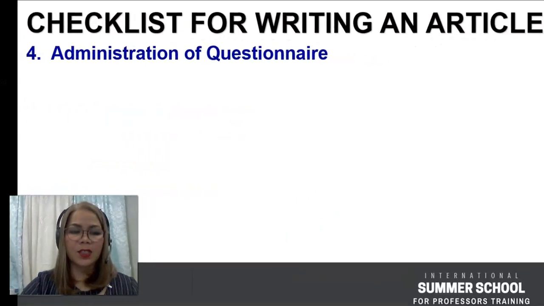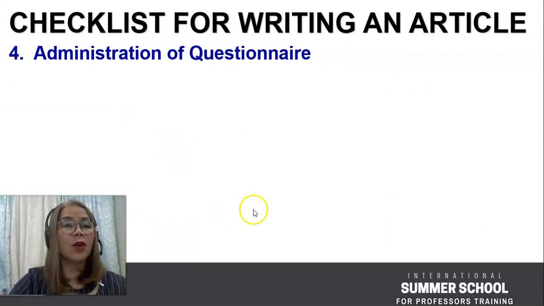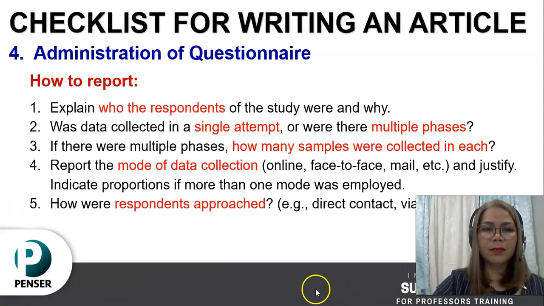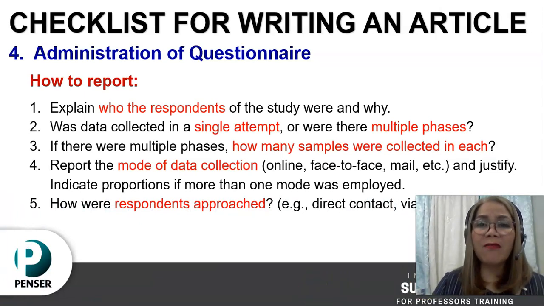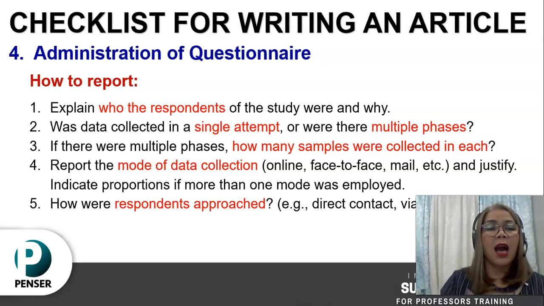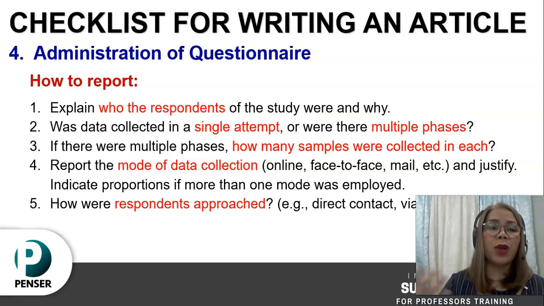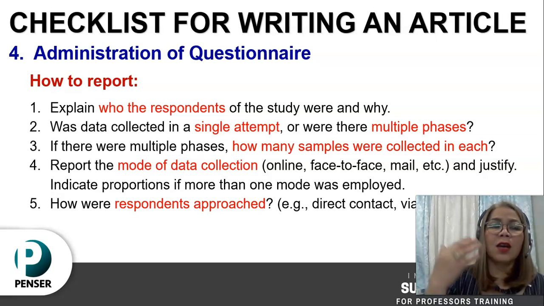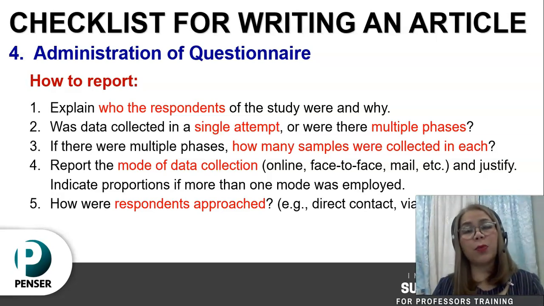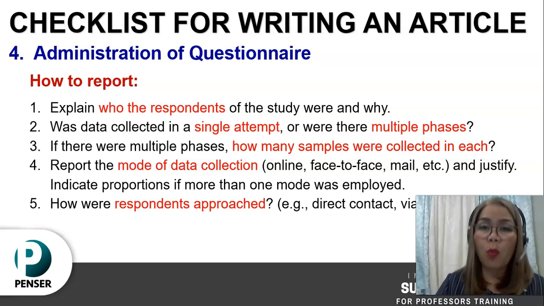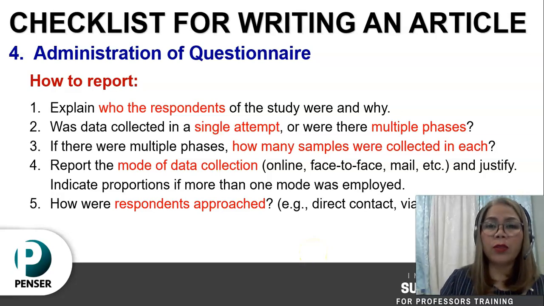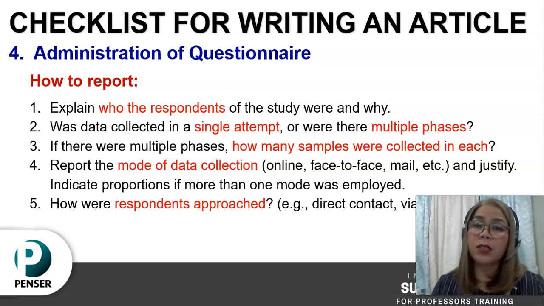The next one in the checklist is the administration of the questionnaire. It's very important that we are very, very detailed in reporting how we administered the questionnaire, whether it is online, face to face, or through telephone. Whatever strategy you use, we have to report it in detail. So, first thing in reporting is that we need to explain who the respondents of the study are and why them. And then we're going to explain how the data was collected.